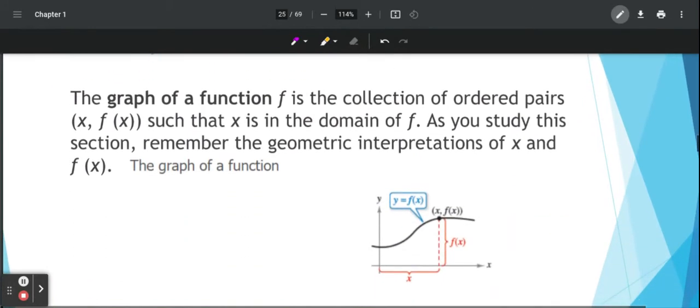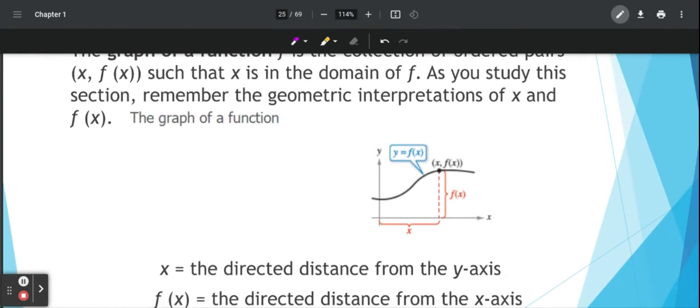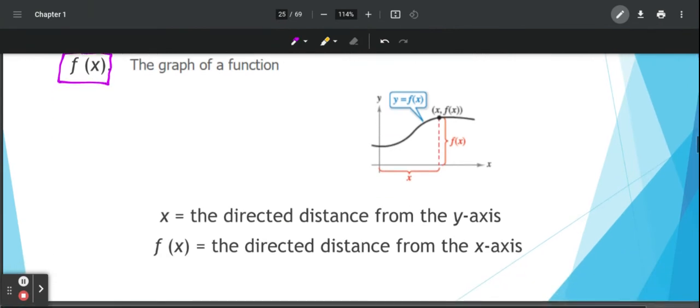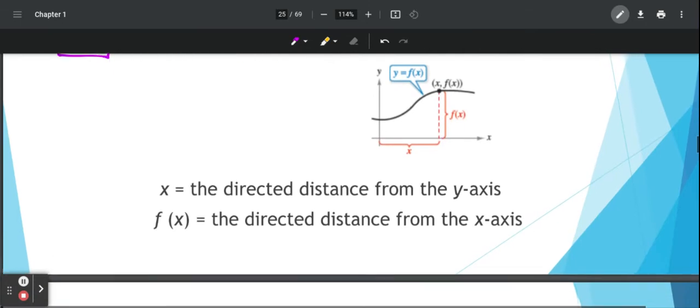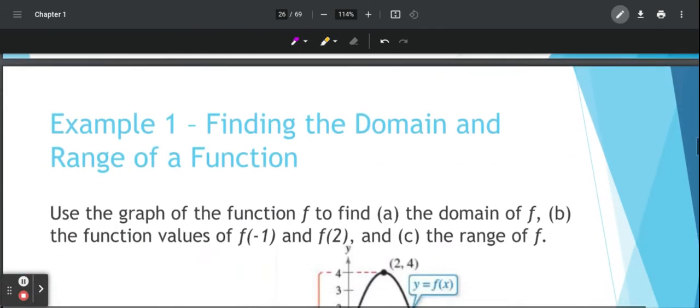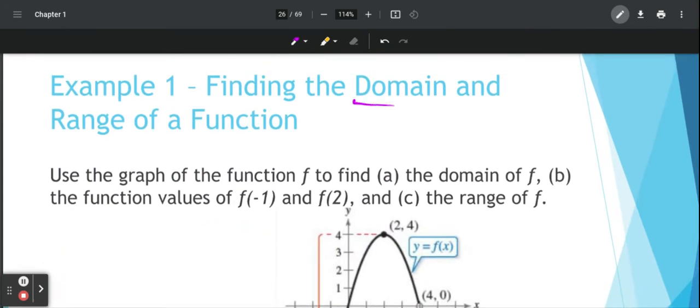So remember, when you have the graph of a function, it's really just the set of ordered pairs where your x values are your domain and your y values are your range. But instead of using y when we're in function notation, we write y as f of x. So remember, x is the directed distance from the y-axis, and then f of x is the directed distance from the x-axis. So in our first example, if we're just finding the domain and the range, and remember, domain, you're looking at what are your x values, and range, you're looking at what are your y values.